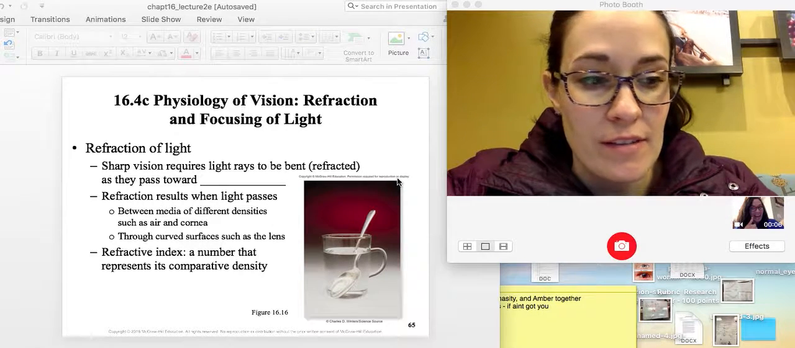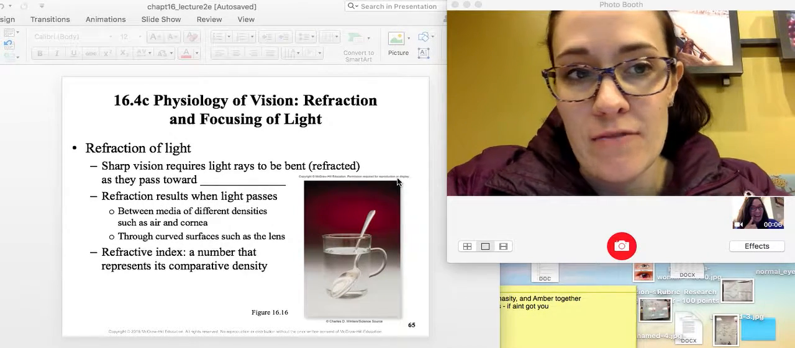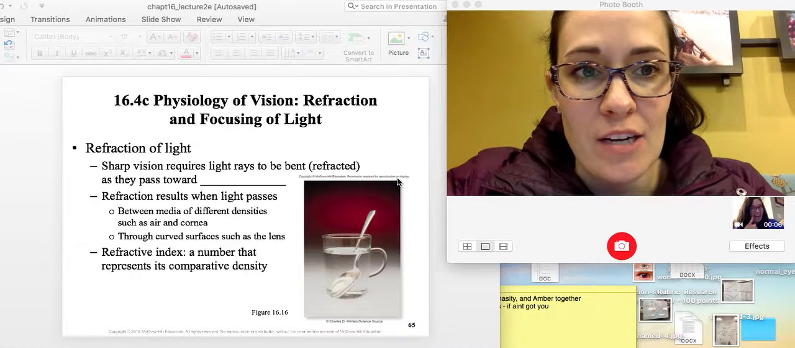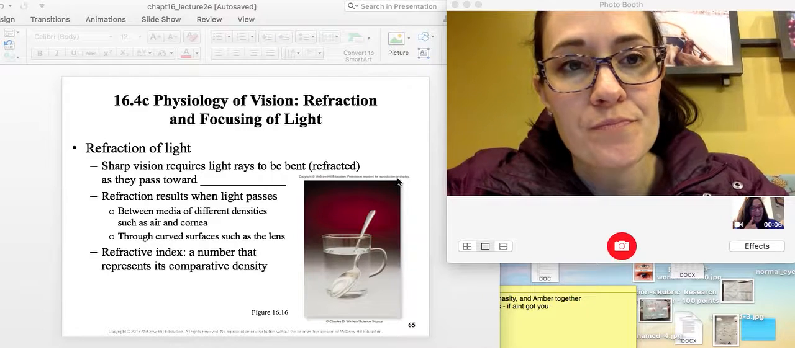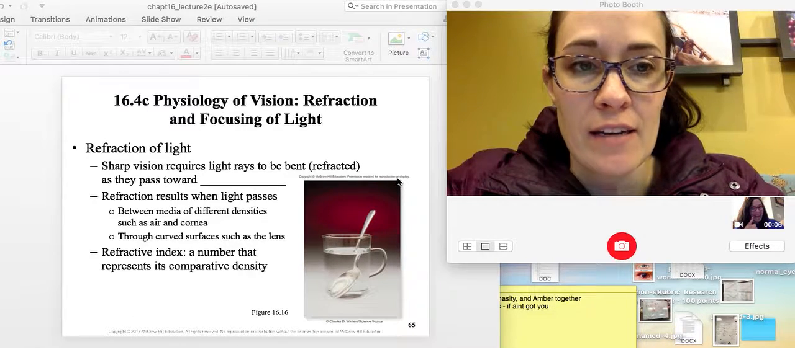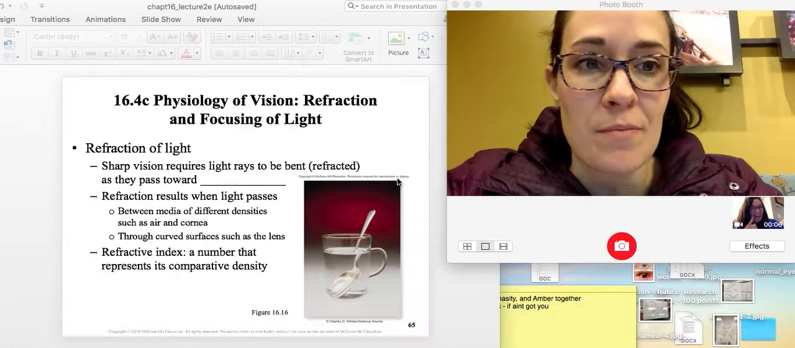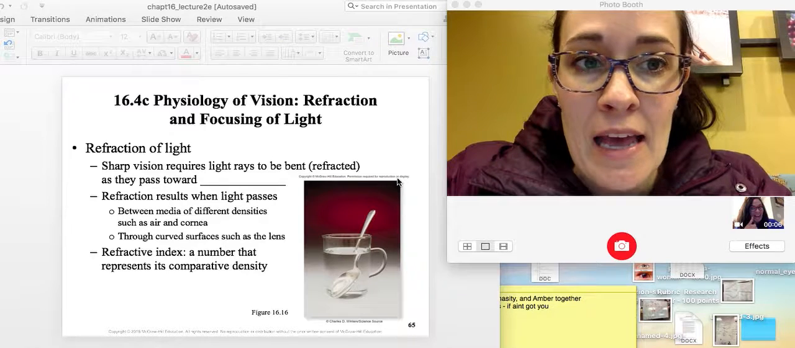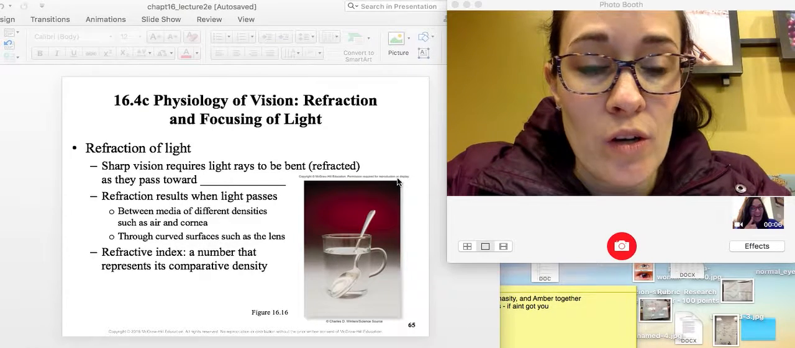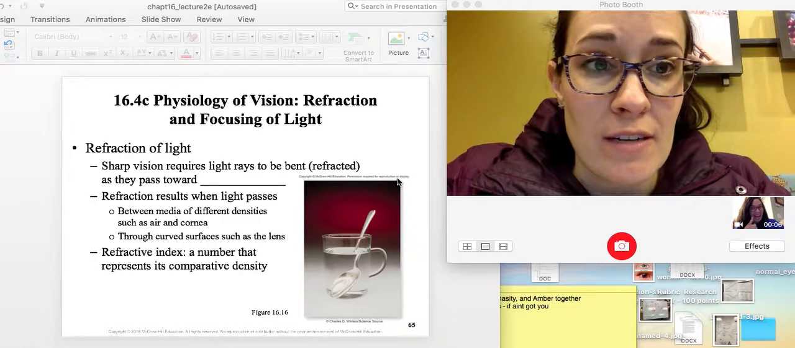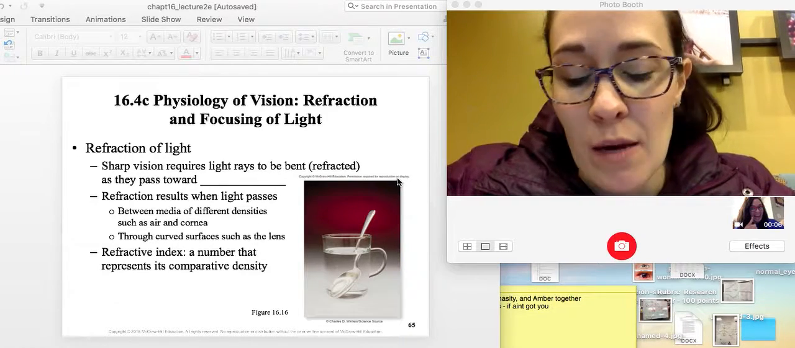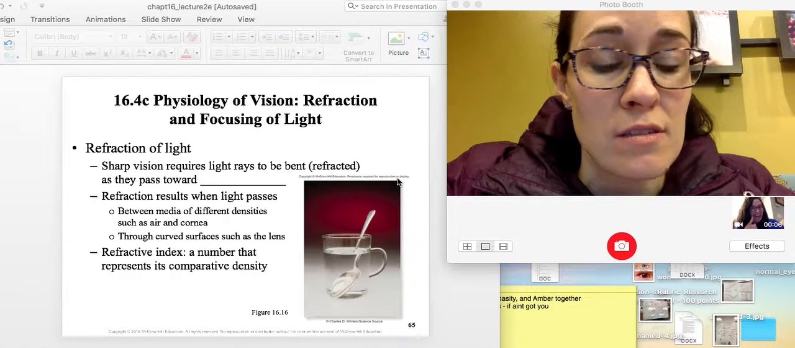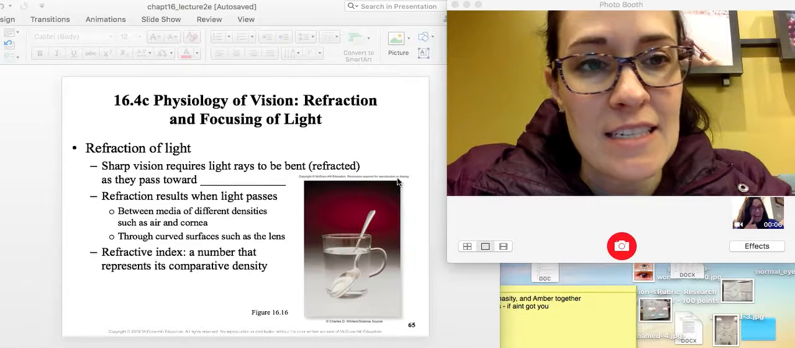Alright, so this video is for how we see, the physiology behind it. We've talked about the anatomy, now we're going to talk about how vision actually works. So, refraction of light is a bending of light. The ability to see something requires it to be projected on the retina at the back of the eye. Light will bend if it goes into different density media, different densities of air, of solutions, of lenses, so it'll bend.